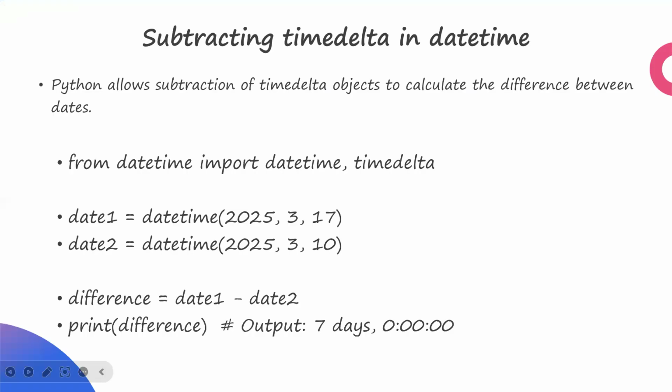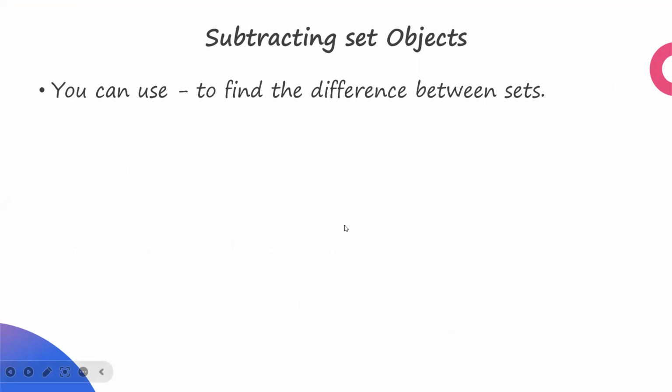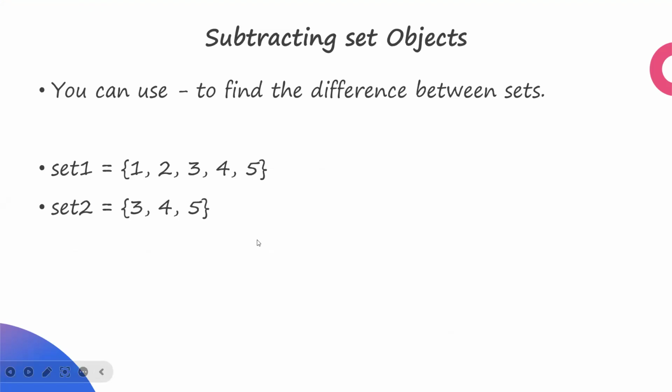All right. So you can also subtract set objects. Yes, we haven't talked about sets, but know that you can also do this. A set is just a collection of unique values. Don't worry, we'll talk about that later. So this is how we create a set. This is our set one, and this is our set two. Set one contains 1, 2, 3, 4, 5, and set two contains only 3, 4, 5.